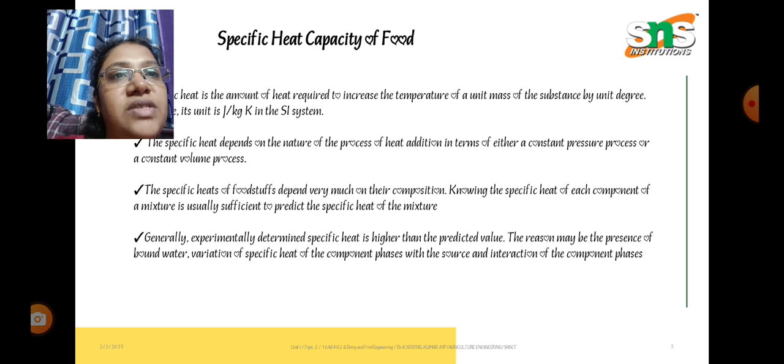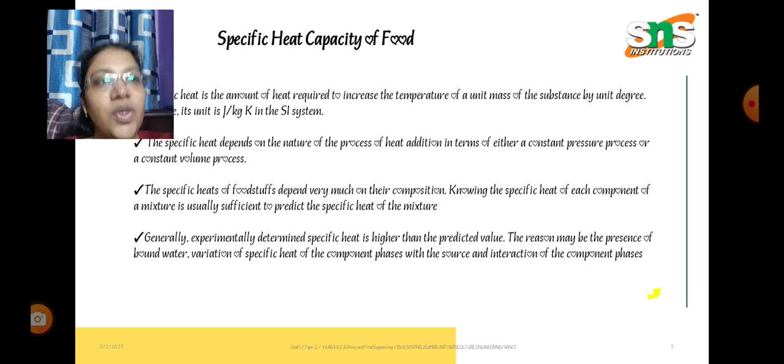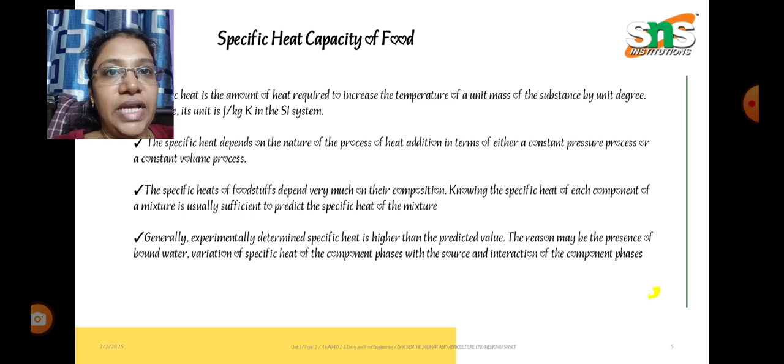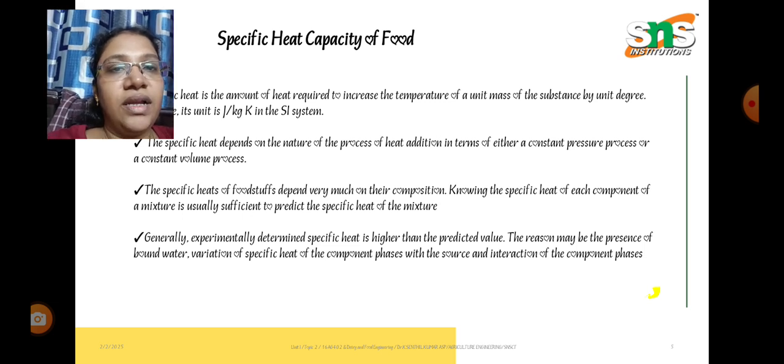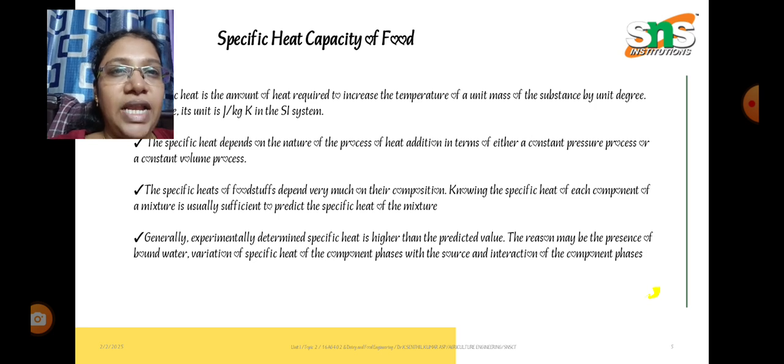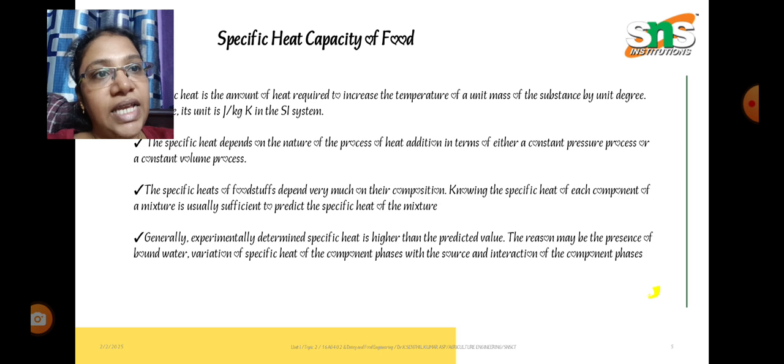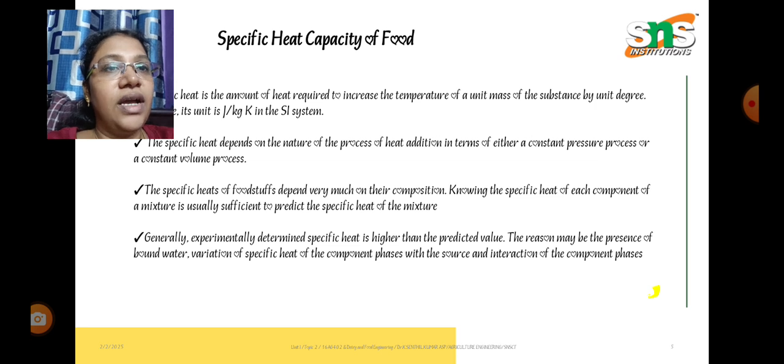Next is the specific heat capacity. We all know specific heat is how much heat is needed to increase the temperature of a unit mass of substance by one degree. We denote it in the unit of joule per kg Kelvin in the SI system. It mainly depends on the nature of the process of adding the heat, either a constant pressure process or a constant volume process, when we have to increase the temperature of the particular food.